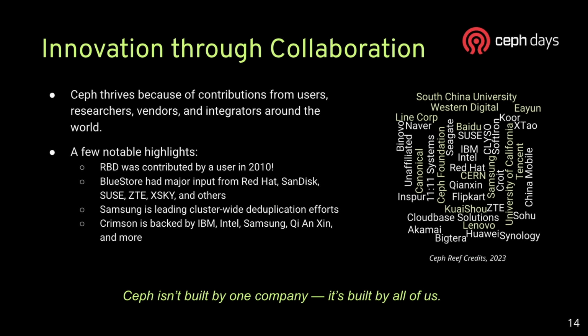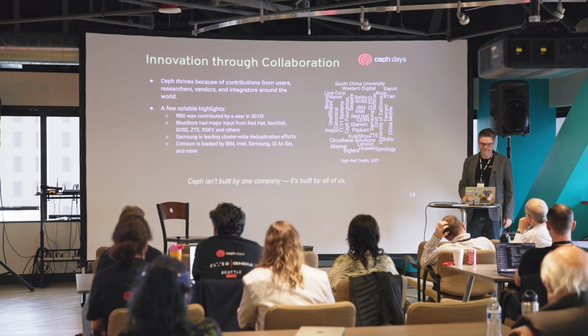BlueStore was a collaboration from lots of different companies. Samsung works hard on deduplication, and Crimson, which is our next generation OSD, is a collaboration of lots of different companies working together. And this is the, what are those called? I forget, the word cloudy thing, yeah. For our release that we did in 2023, the R release, these are the companies and universities and everything that contributed to that one. So we really have thousands of different committers, hundreds of different companies all working. It's not built by one company, it's built by all of us together.